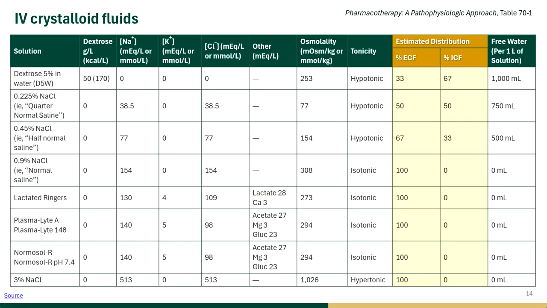Half normal saline, 0.45%, has, sorry, I have to use this pointer because as you recall, I have janked up shoulders and I can't really point. But this is similarly, it has sodium and it has chloride in it, and it's also hypotonic.